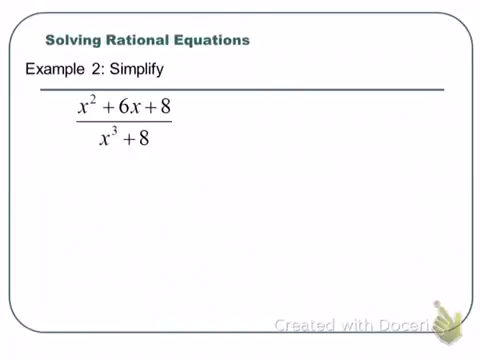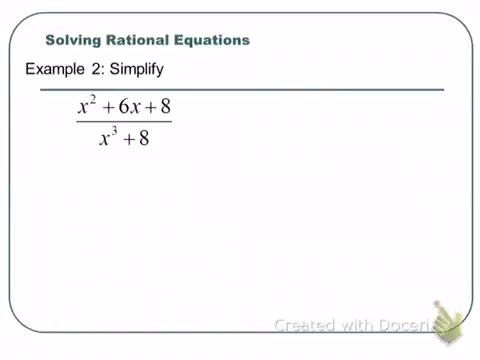x squared plus 6x plus 8 divided by x cubed plus 8. We're just going to simplify this fraction. We're looking to reduce it. And we said at the beginning of the lesson that the only way we can reduce a fraction is to cancel common factors. I have to find the common factors, and I do that by factoring.